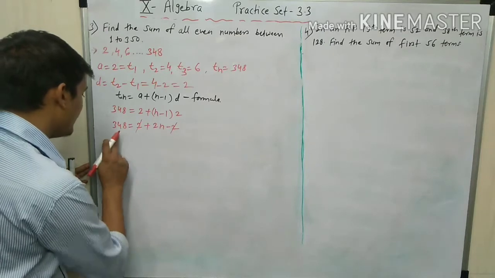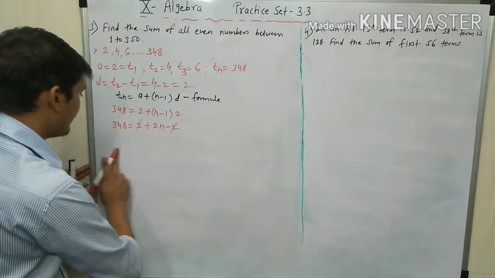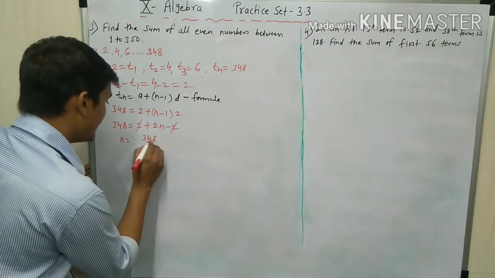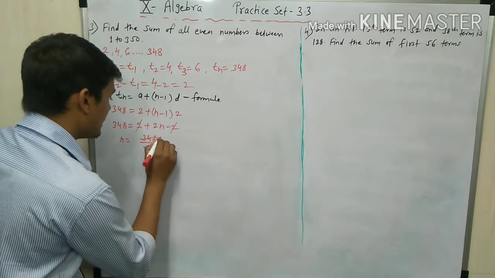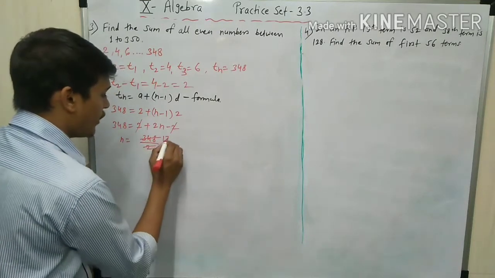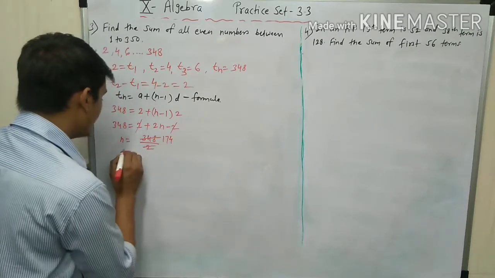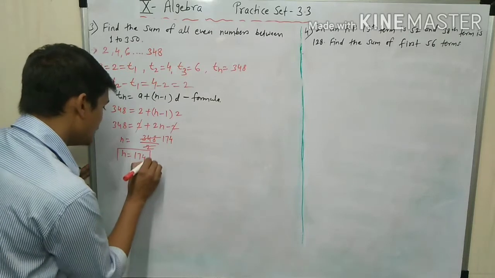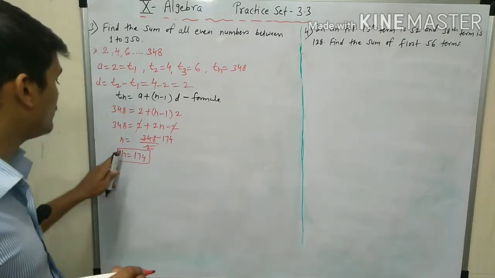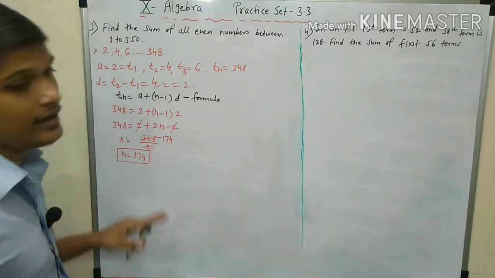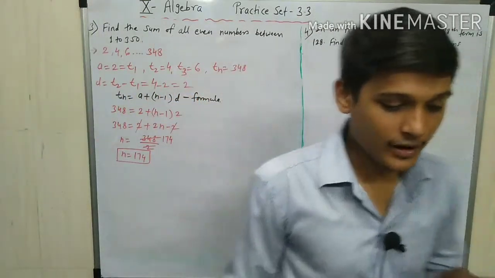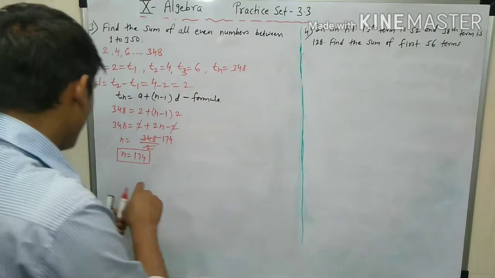Now we can write n is equal to 348 upon 2. 2 ones are 2, 2 sevens are 14 and 2 fours are 8. Now the n value is 174. This is your n value. N is equal to 174. Now we find out the value of Sn. Understood?